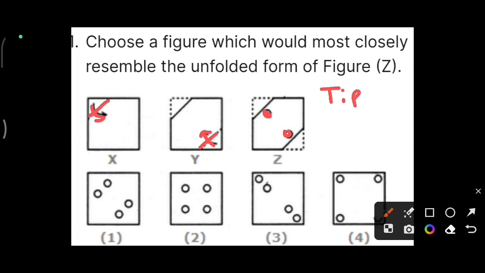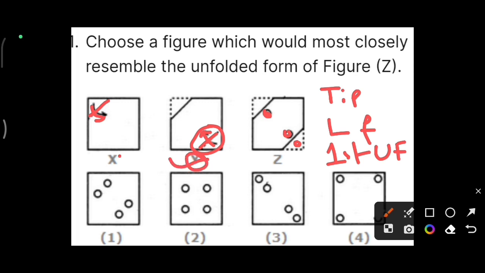The tip is, last fold will be first unfold. You need to remember this. The last fold will be first unfold. So here the last folded is this one, the figure Y. So when we unfold, the cut will be present here also. Now the figure Y is completed, so we have unfolded the figure Y.